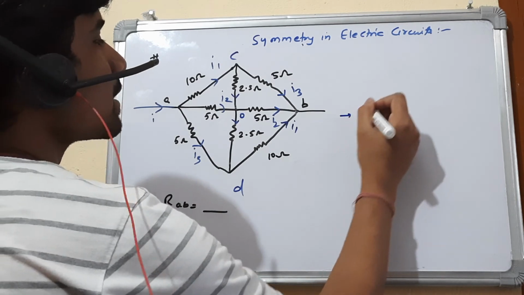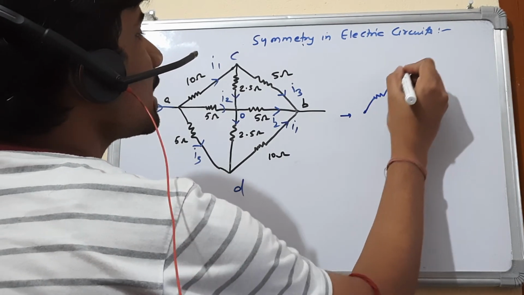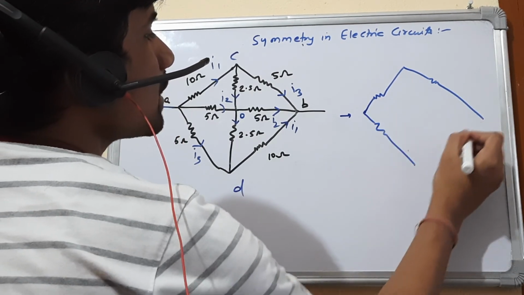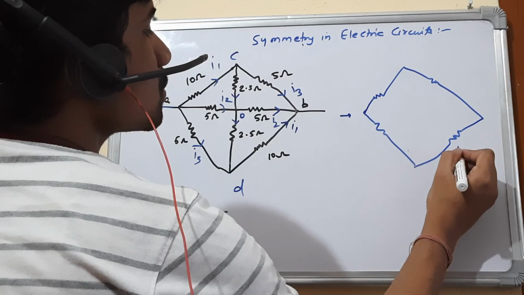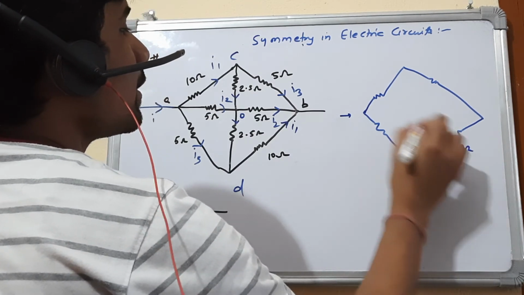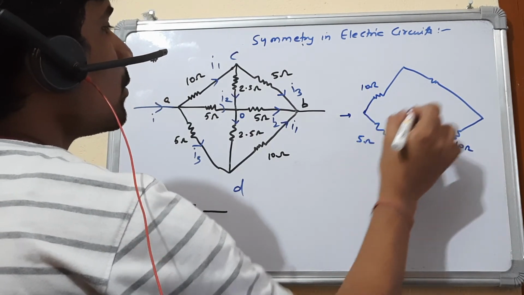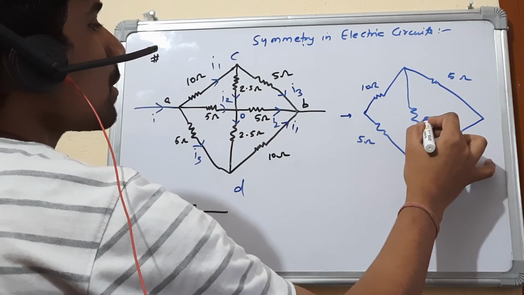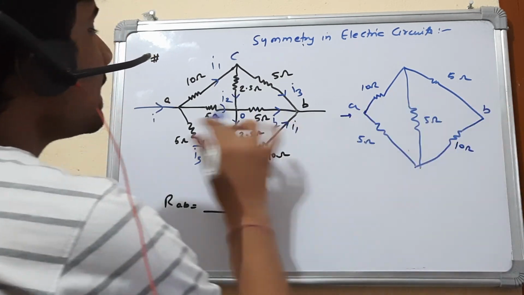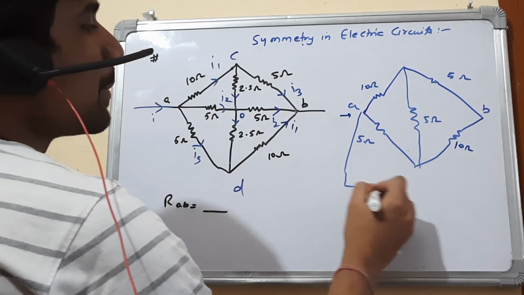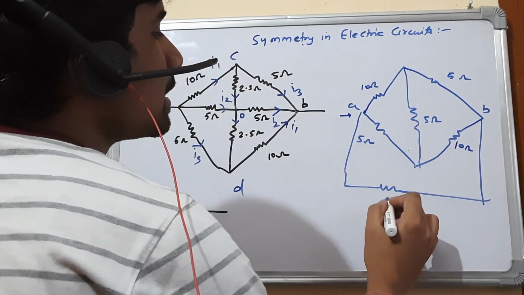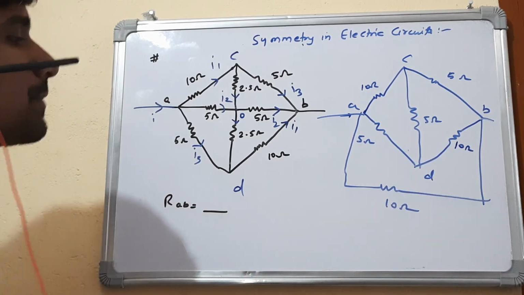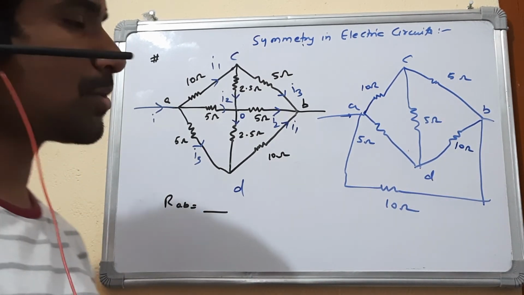So if I redraw this circuit, I can redraw it like this. So this is 10 ohm, this is 5 ohm, this is 5 ohm, this is again 10 ohm. So this is nothing but 10 ohm, 10 ohm, 5 ohm, 5 ohm. This is 2.5 plus 2.5, which is now 5 ohm. This is point A and B, and I need 10 ohm again in between A and B, so I'll just take a parallel branch here, which is 10 ohm, and these are my points. This was C and D. O has been removed from the picture.